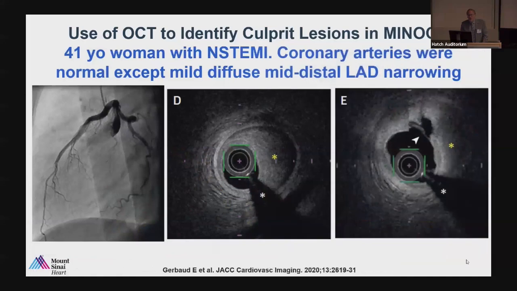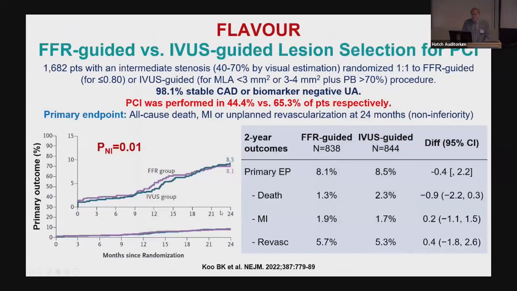thrombus. Here's a 41-year-old woman who presented with a non-ST segment elevation, and her coronaries were normal, except for this kind of mild diffuse mid-LAD lesion. So the operator performed OCT, and you see a huge spontaneous coronary dissection with an intramural hematoma, and you just can't appreciate it. All you see with the angiogram is this lumen. You can't appreciate what's going on in the vessel wall. So about half the time, you can diagnose and find the site of the myocardial infarction. Some of these should be treated with PCI, some should be treated medically.